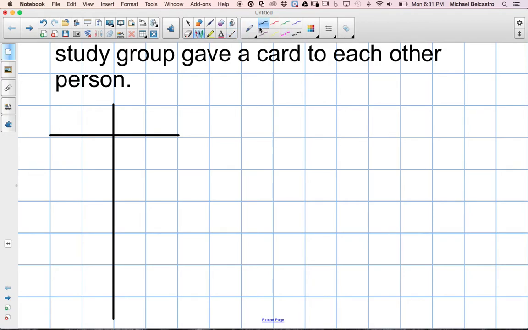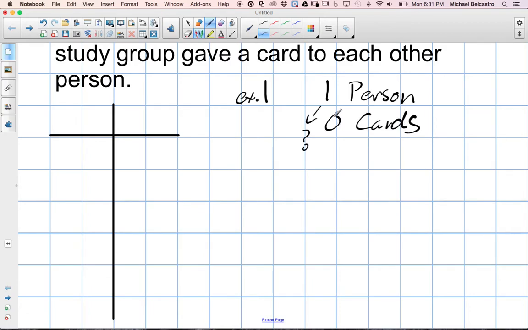Let's imagine in example 1 there's only one person in Sandra's group. There's only one person. Is there anyone to give a card to? No, there's nobody to give a card to. So how many cards are there? 0. That's right, good. So 0 cards. That's our first scenario, and that'll help us build our table.